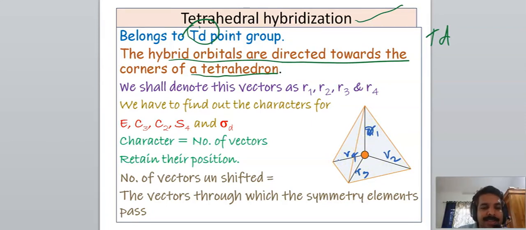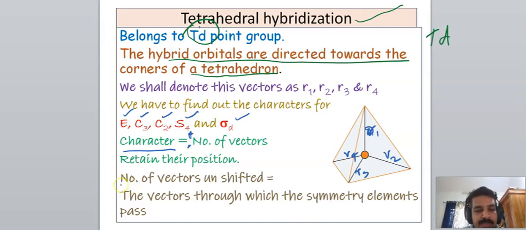We know that the symmetry elements of the Td point group are E, C3, C2, S4 and sigma d. We want to find the total character. We have already studied that the character is equal to the number of vectors that retain their position. Each vector that retains its position and sign contributes 1. If the sign changes, it contributes minus 1. That we already know.